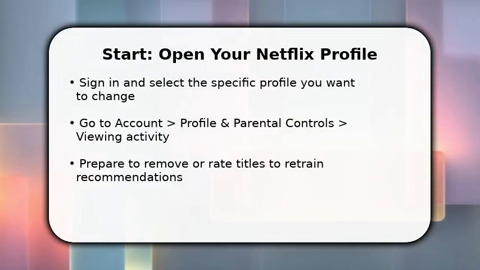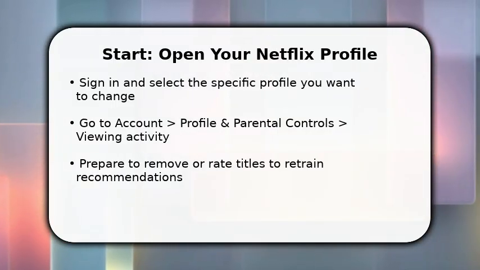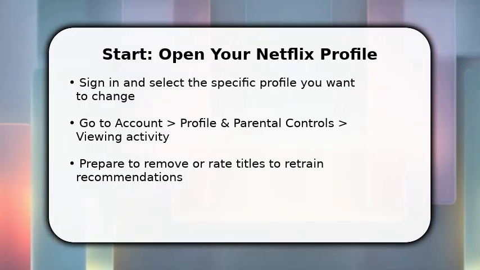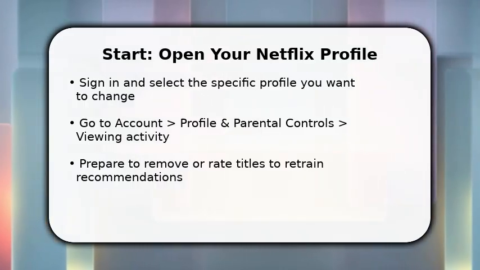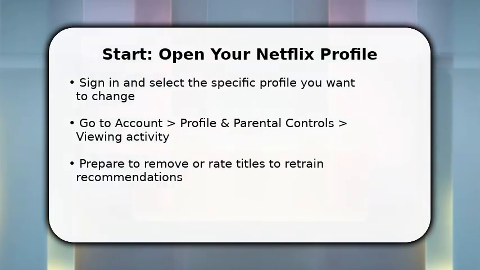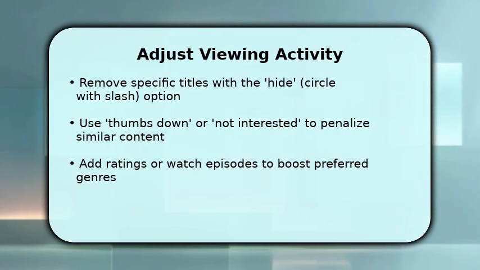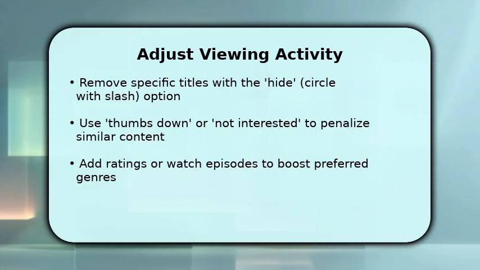This immediate action starts shifting your algorithm. It tells Netflix which genres and actors to prioritize. Make sure you're using the correct profile, so changes only affect that profile. Now take detailed action. Scroll your viewing activity and remove shows that mislead recommendations.